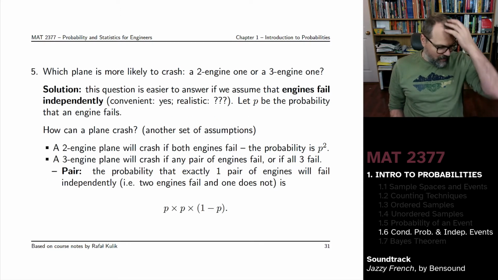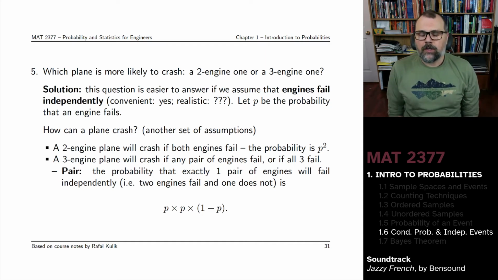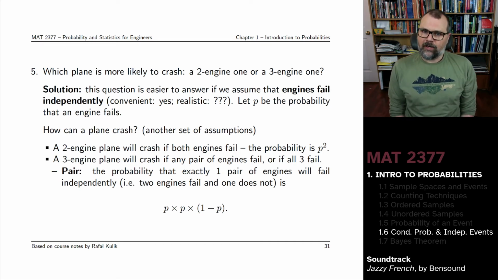Well, here's an example which is perhaps a little morbid, but it would show you how you could use independence as a tool to simplify your reasoning. The question is, which plane is more likely to crash? A 2-engine plane or a 3-engine? Now this question is actually fairly easy to answer if you assume that the engines fail independently. That's a convenient assumption to make, and we'll see why.